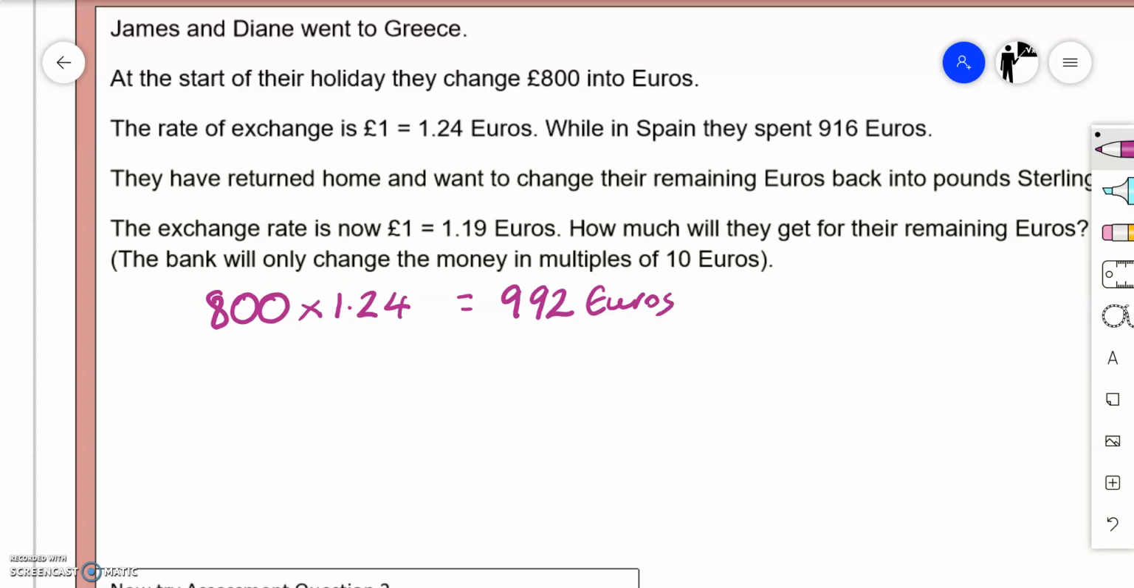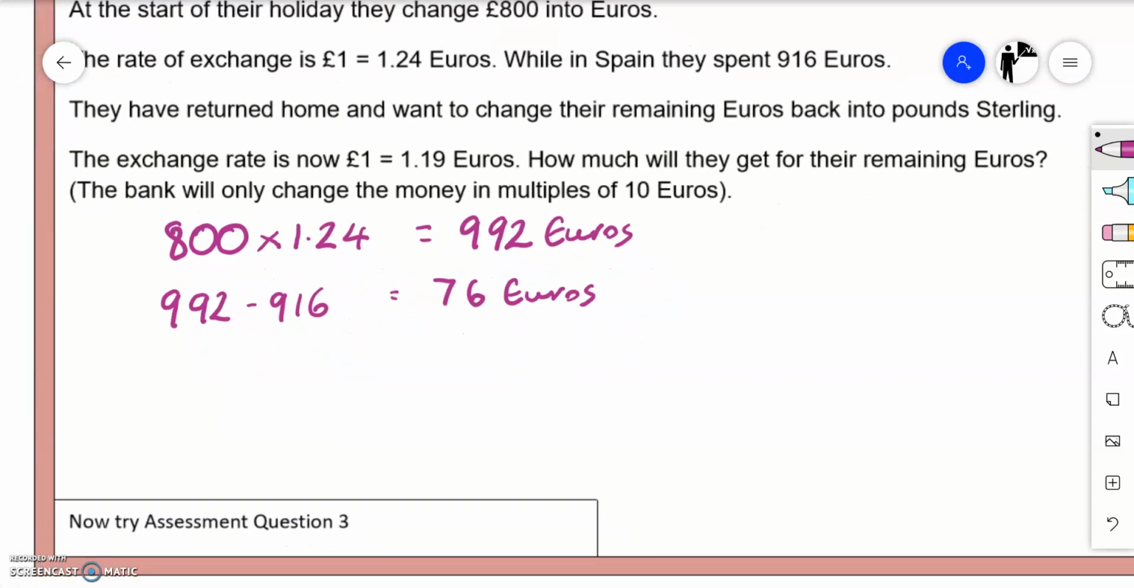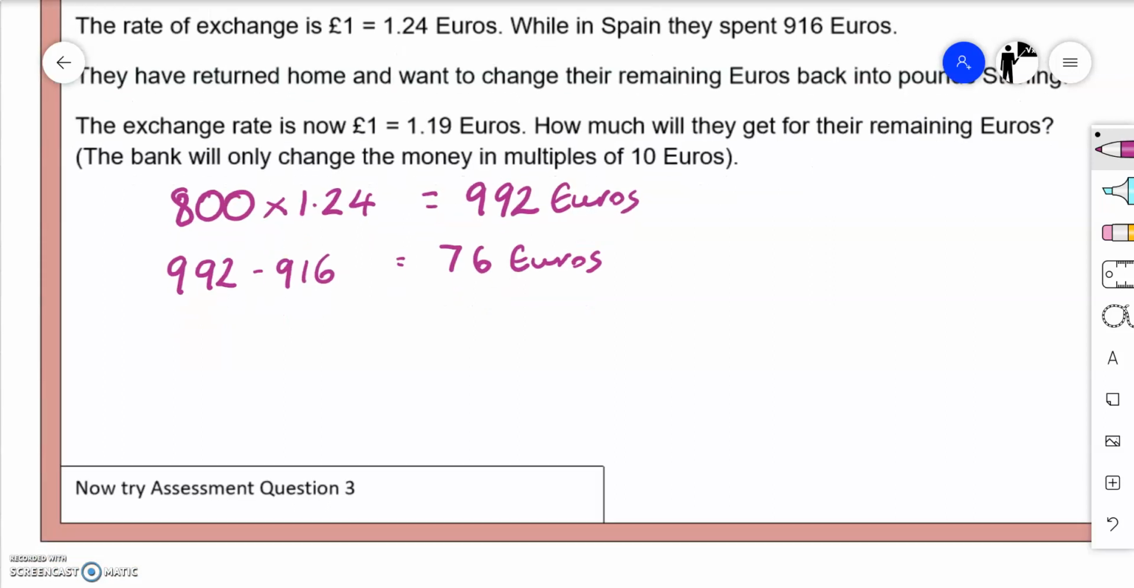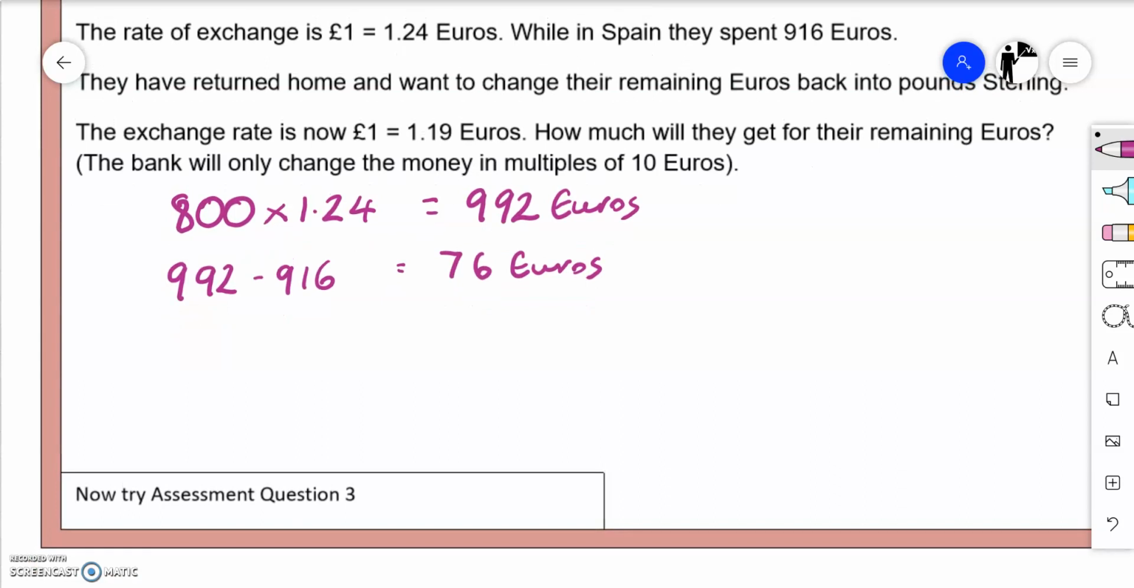While in Spain, they spend 916. We're going to 992, and we're spending 916. So to figure out what we've got left, we're going to have 76 euros left. They returned home, they want to change it back into sterling. The exchange rate is now £1 is equal to 1.19 euros. How much will they get for the remaining euros? The bank will only change multiples of 10. So the bank can accept 10, 20, 30, 40, 50, 60, 70, 80. So they can only accept 70 of their 76 euros.